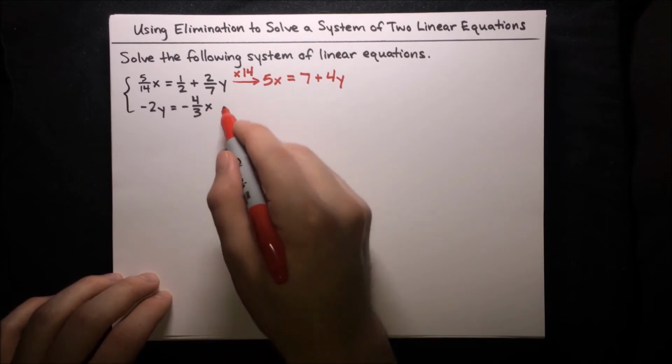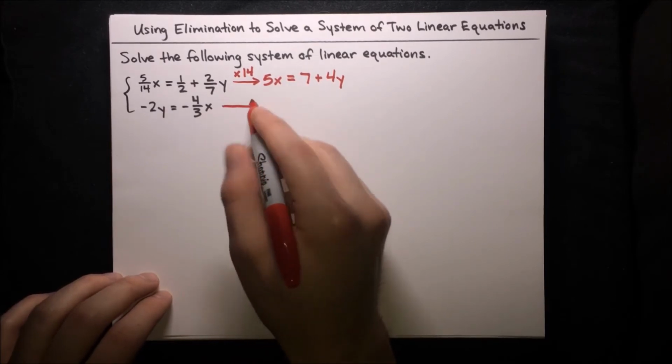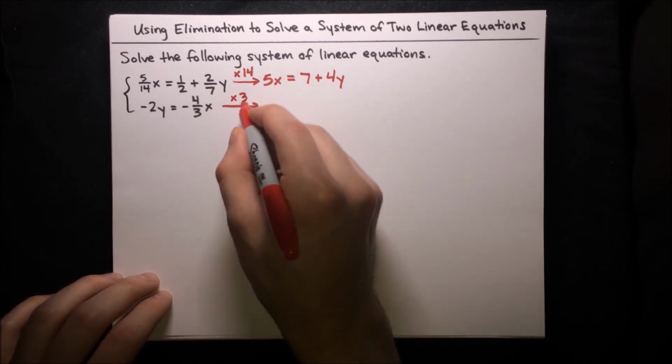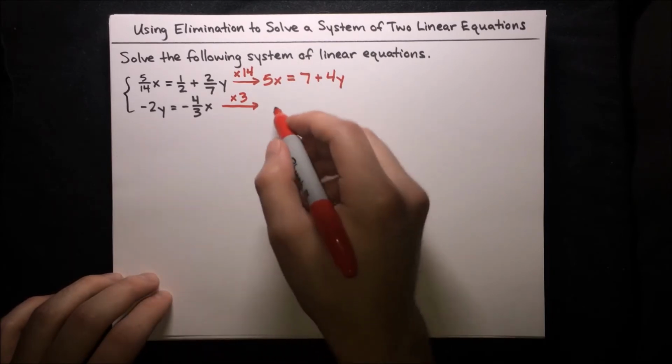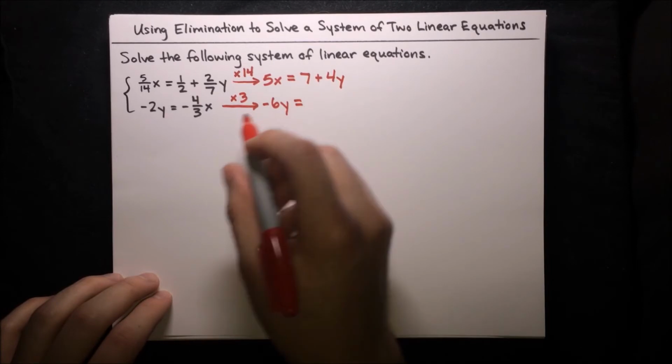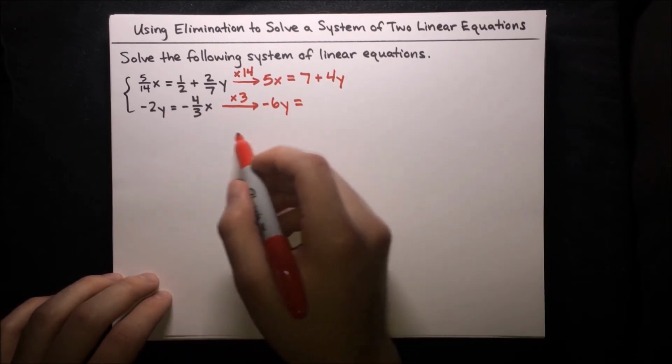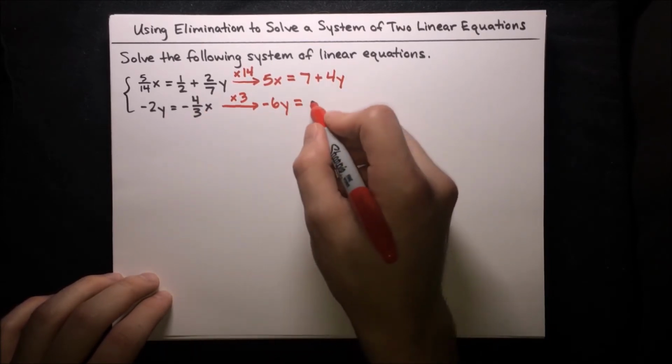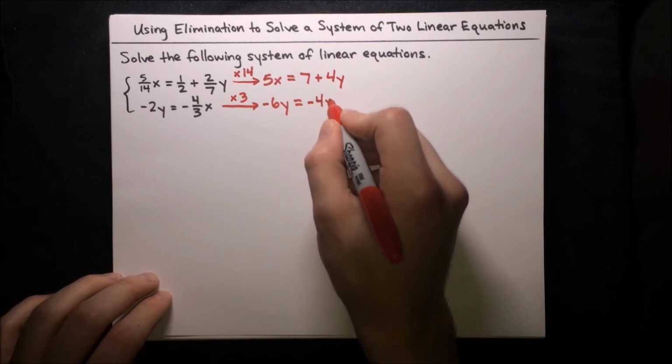Now let's do the same thing with the bottom equation. That's a lot easier because there's only one denominator, that's 3. So let's go ahead and multiply by 3. So negative 2y times 3, that makes negative 6y. Then that's equal to negative 4/3 x times 3. Well, 3 cancels the 3 in the denominator, and we just have negative 4x.